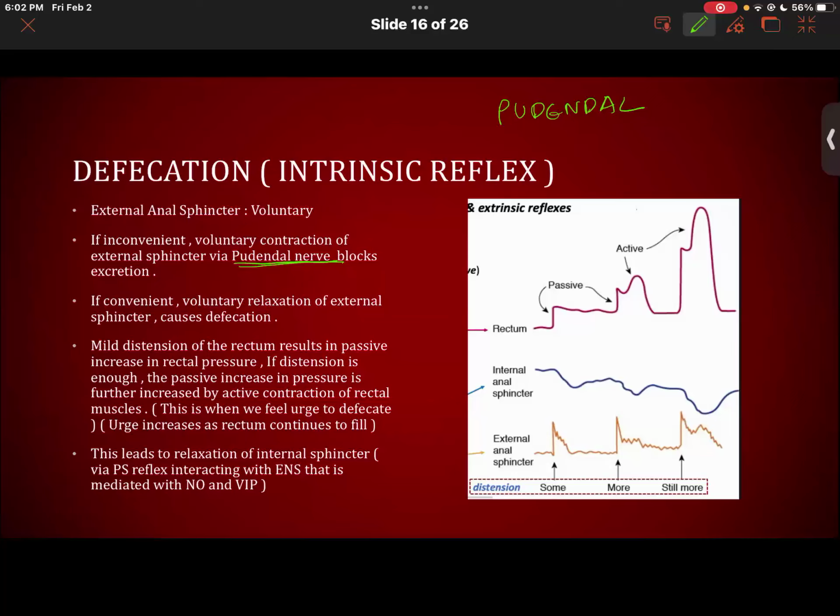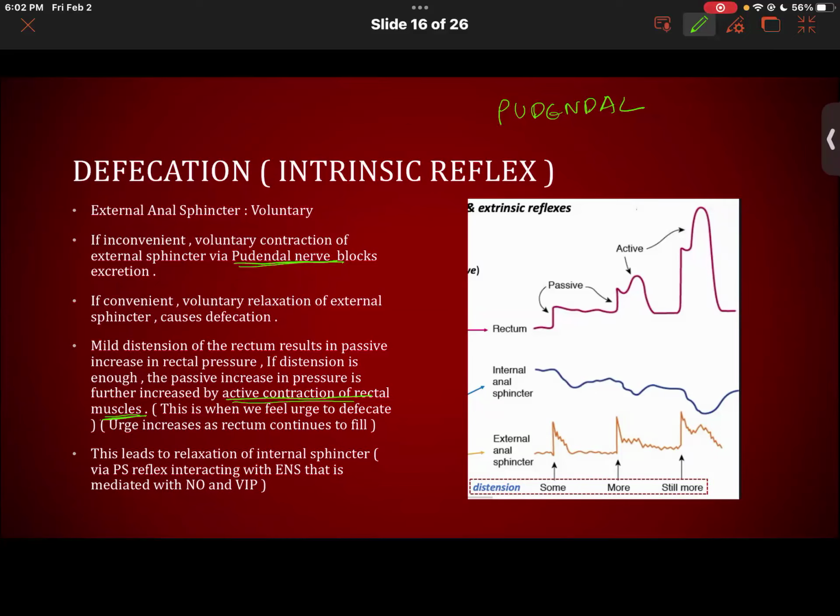So this is the case for the external sphincter, but what about the internal? Because that's involuntary. It's a smooth muscle, right? The internal anal sphincter. So if we have mild distension of the rectum, it results in a passive increase in rectal pressure because we have something pushing against the rectum. If the distension is enough, the passive increase in pressure is further increased by active contraction of rectal muscles, okay? And this is when we feel the urge to defecate, right? And the urge increases as the rectum continues to fill. So as you keep filling the rectum with more feces, the urge increases, okay?